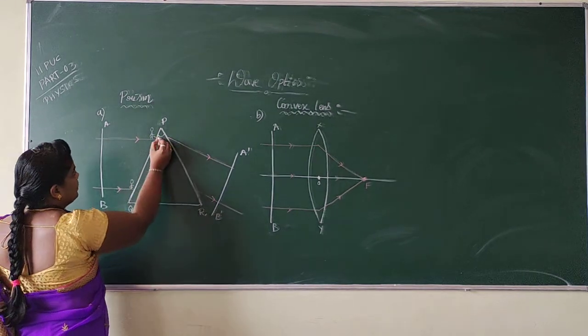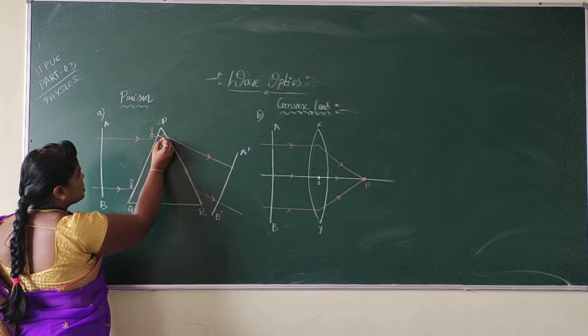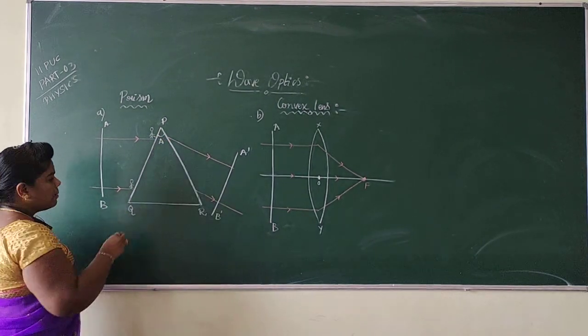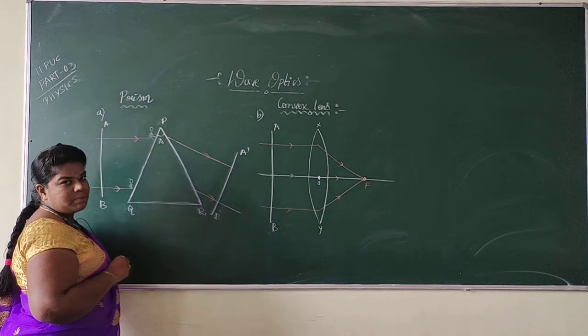So what happens here, this human being actually travels a very small distance, but he has to cover a maximum distance, right?